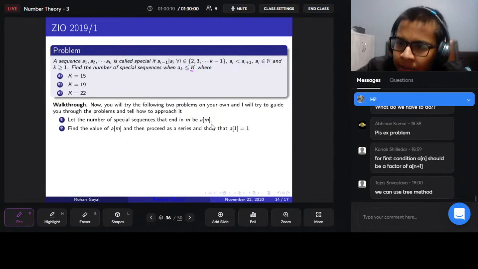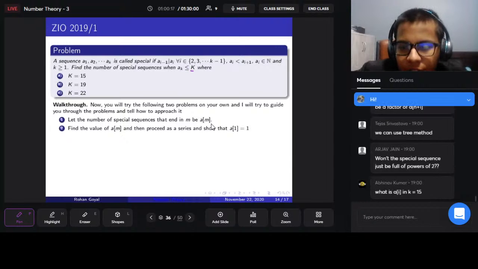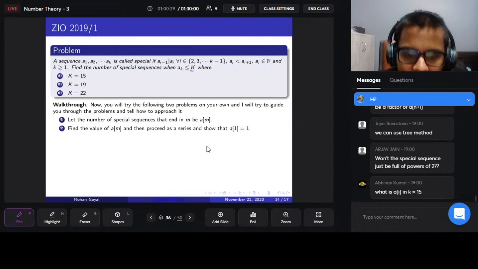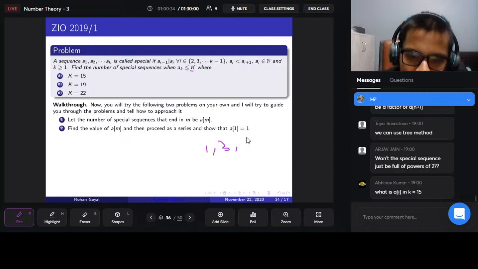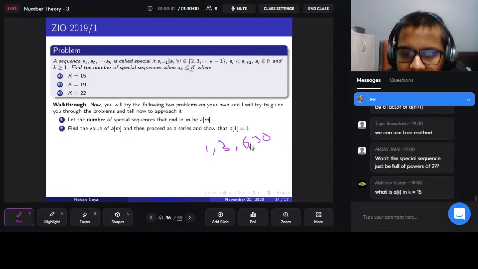What's the tree method? Not for large values, let's just try to find it for small values. No, not necessarily. You could just have a sequence like 1, 3. Your sequence can be anything. Like it can be 1, 3, 6, 80, 30, and so on. It doesn't need to be powers of 2. They divide each other, but don't need to be close or anything.